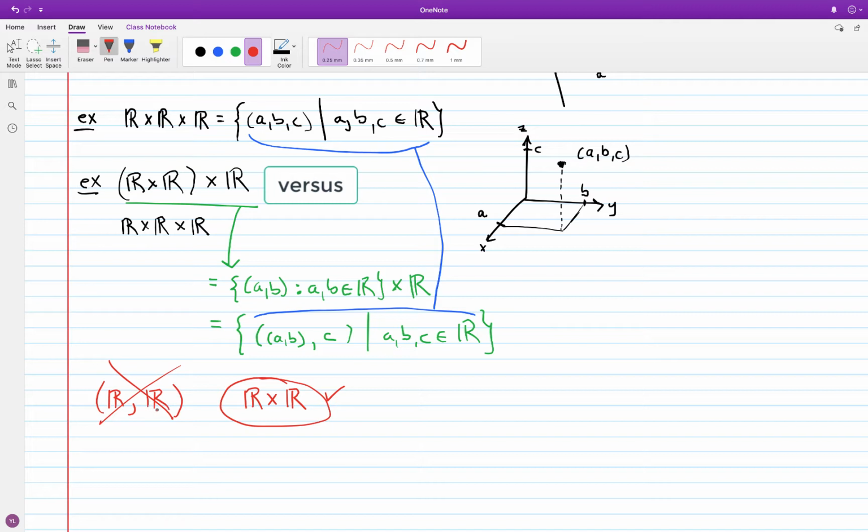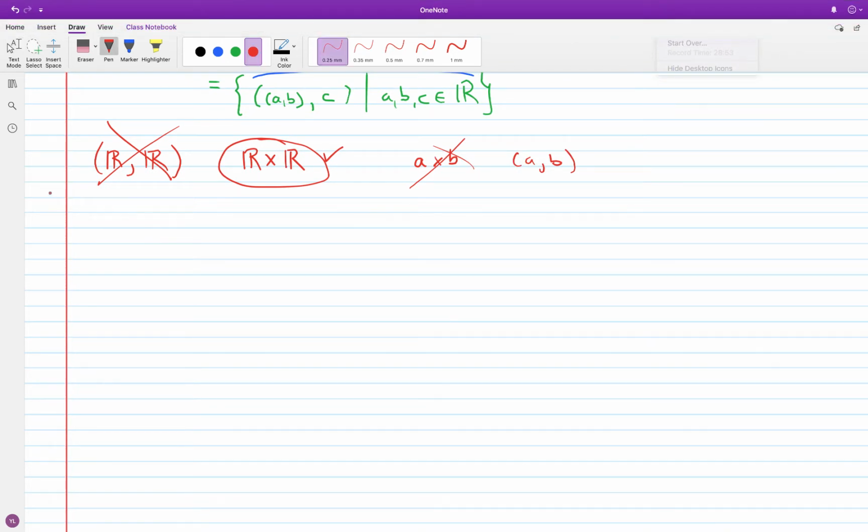What else? Sort of conversely, don't write this either. If these are 2 real numbers, don't write A cross B to mean this. A times B already means numerically A times B. So don't conflate the parentheses and comma notation with the cross notation. The cross means collection of ordered pairs, or n tuples more generally, and then this is how you actually express those individual n tuples.